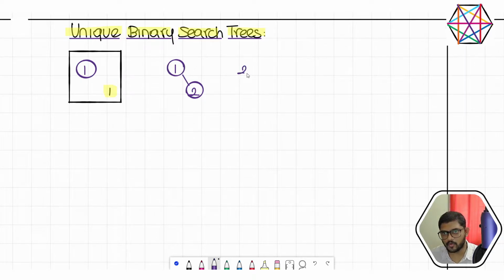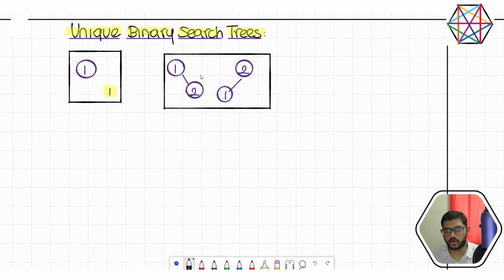Or if you choose the root node as 2, the only other node is the node with value 1, and it has to be in the left subtree, again, to maintain the BST property. Except for these 2, there is no other possible way of forming any other BST having exactly these 2 nodes. So how many BSTs are we able to form here? In this case, it is 2 BSTs. Fine. So let's see more examples so that you get a proper idea about this concept.